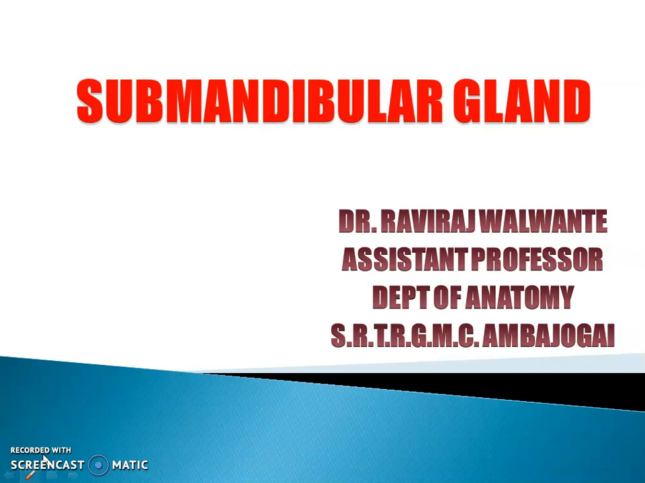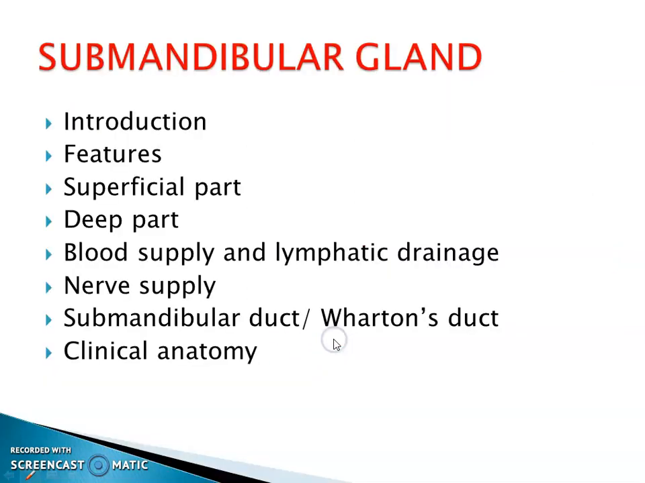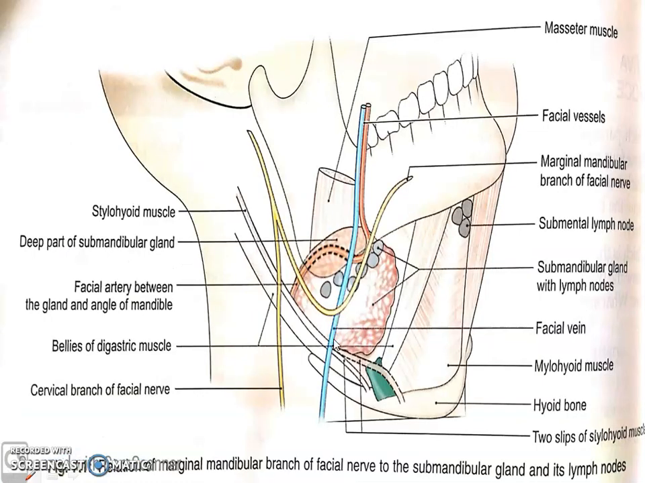This submandibular gland is present in the submandibular region. Before going to the topic, we will see this submandibular region. This submandibular region is present between two bones. On the superior side, we have the mandible and the hyoid bone.